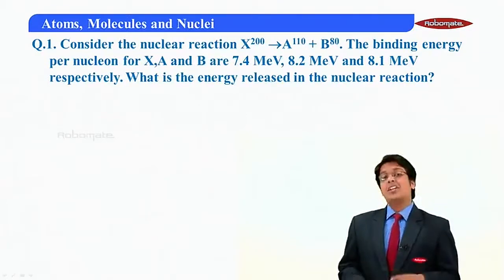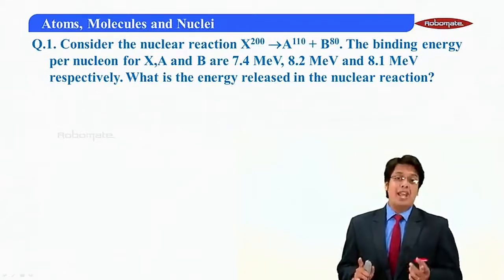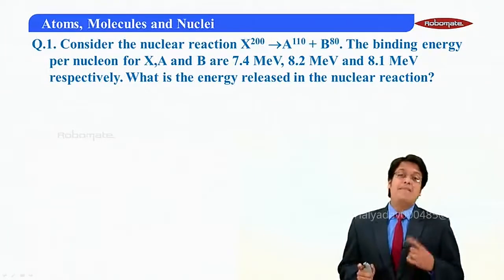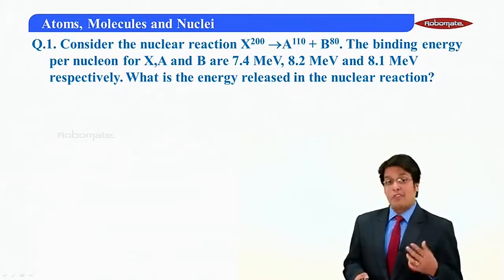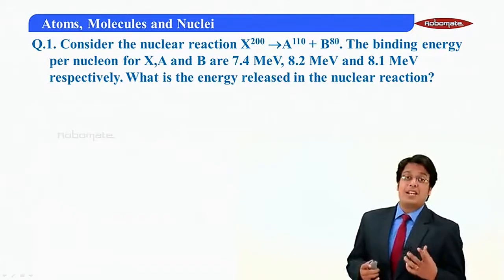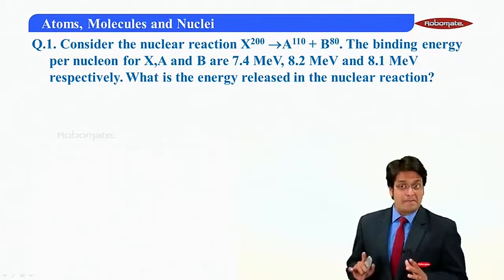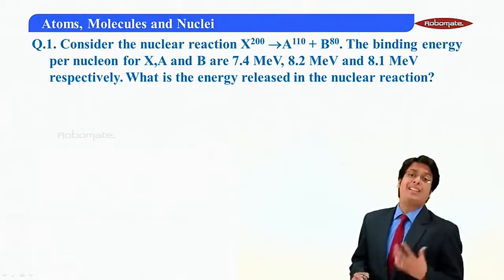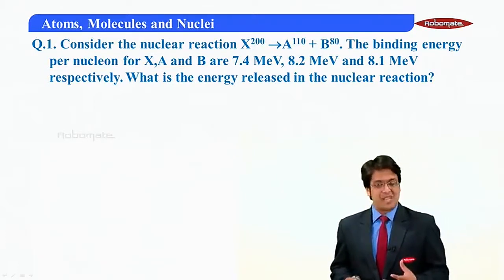Consider a nuclear reaction where X with mass number 200 gives you A with mass number 110 and B with mass number of 80. Now the binding energy per nucleon of X, A and B is 7.4, 8.2 and 8.1 mega electron volt respectively. What is the energy released in the nuclear reaction?